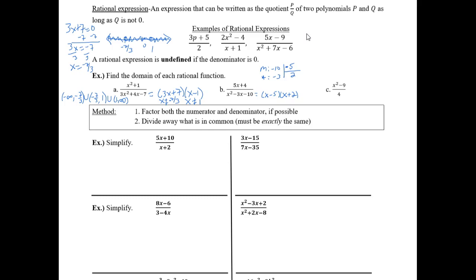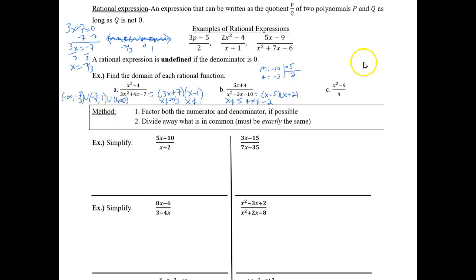Now what that means is that x cannot be what? What would make this first parenthesis here 0? A positive 5. 5 minus 5 would be 0. And x cannot be negative 2. Negative 2 plus 2 would also be 0. So negative 2.